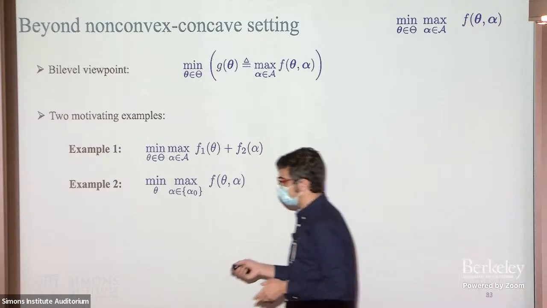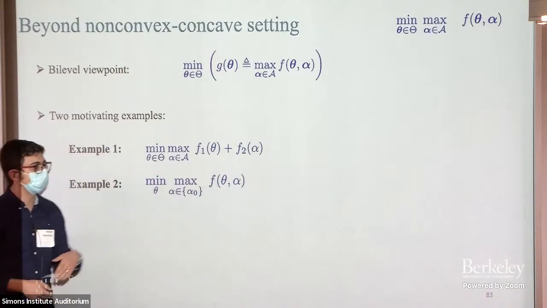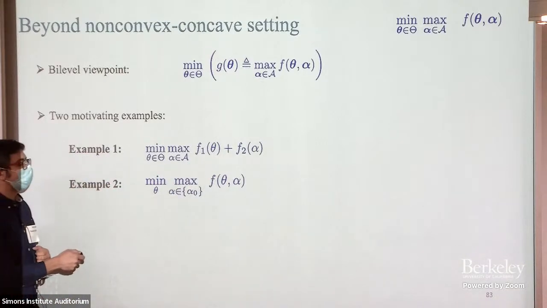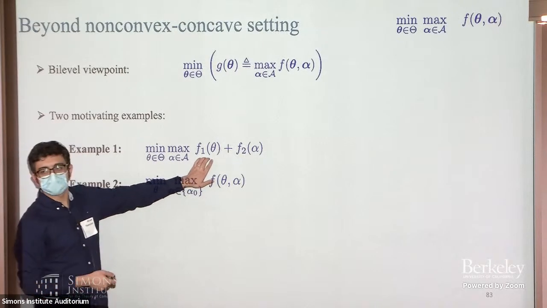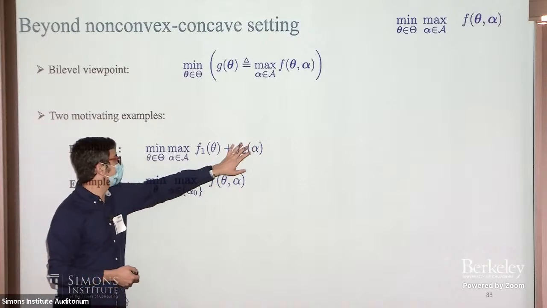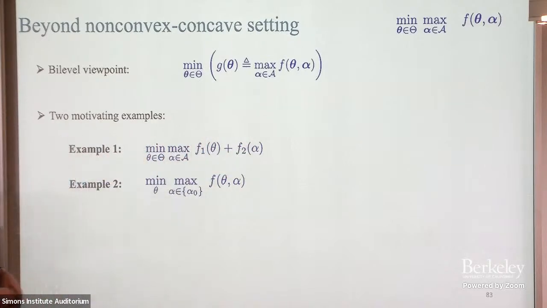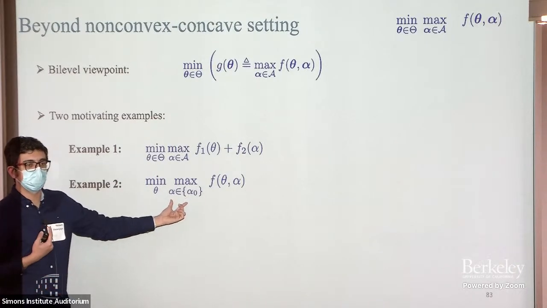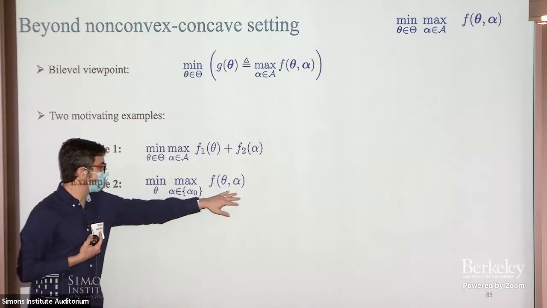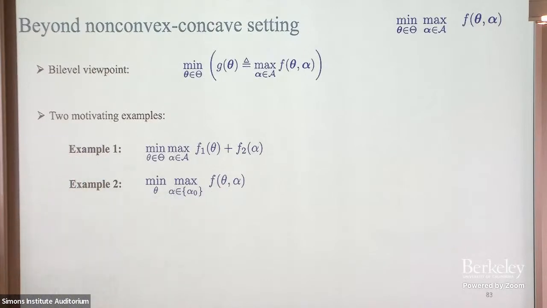If I have a decoupled case, a problem like this, although it's min-max and might be non-convex non-concave, if you're interested in the solution in terms of theta, it's easy to solve, because you just apply gradient descent on F1. F2 is irrelevant, it decomposes. Or if you have a min-max problem like this where your constraint is a singleton, the min-max problem is artificial. It's essentially a minimization, because the max is not relevant. So these are two very corner cases where the min-max problem is easy.